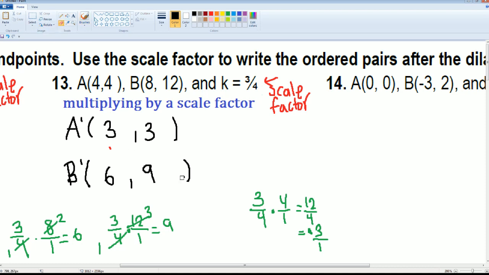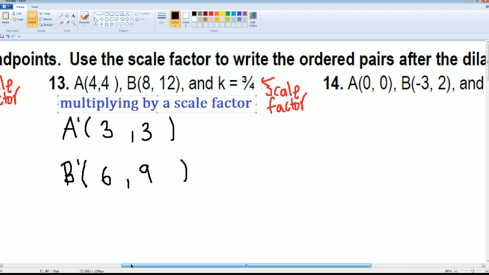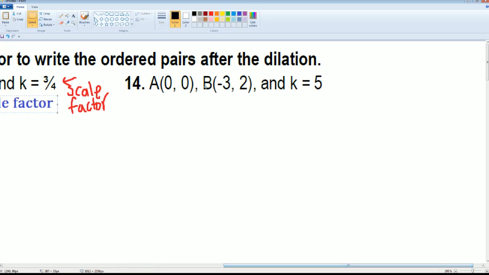Okay. Good. So those are all the points, okay? If you don't want to see this, I mean, this is just side work. Okay, there you go. That's A prime, B prime. Good. Next one. 3/4, that is a reduction, so that's why it's less than 1. So that's why all the points here are smaller. Okay? All right.